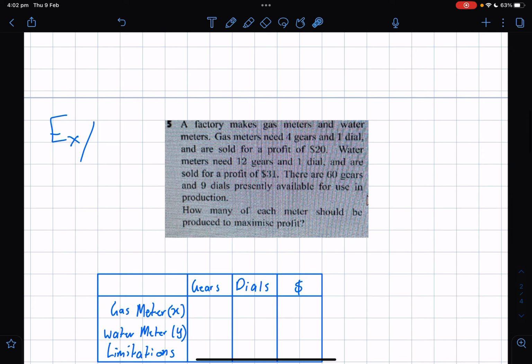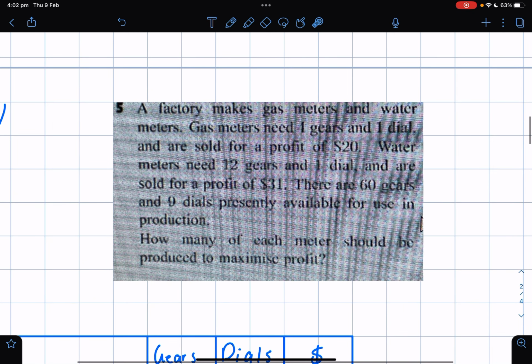So I have stolen a little question here from the textbook. A factory makes gas meters and water meters. Gas meters need 4 gears and 1 dial and are sold for a profit of $20. Water meters need 12 gears and 1 dial and are sold for a profit of $31. There are a total of 60 gears and 9 dials available for production. How many of each meter should be used or produced to maximize profit? So that's the big key here, maximize profit.